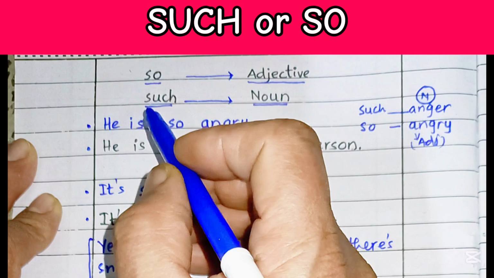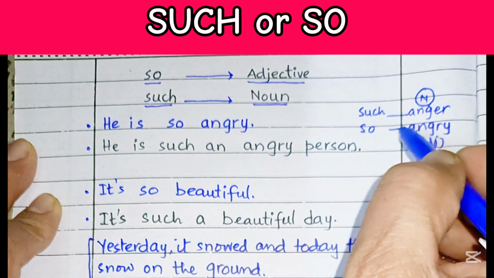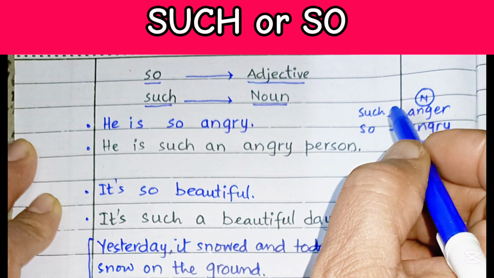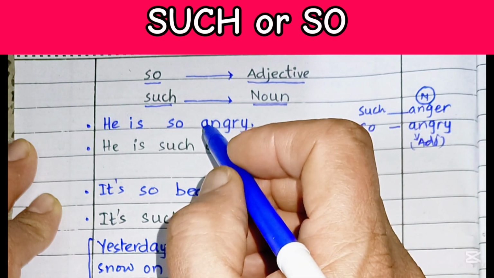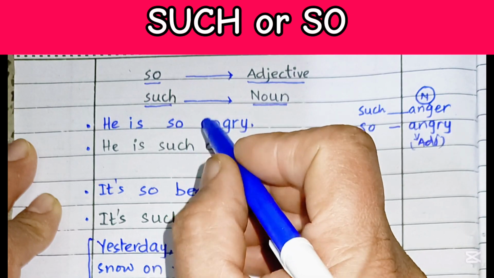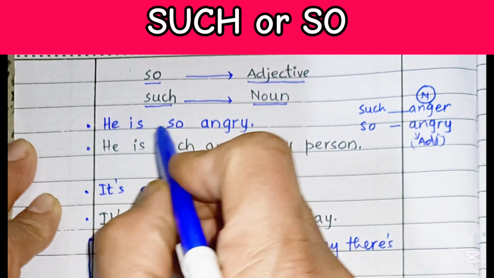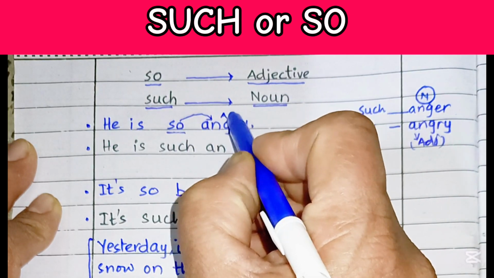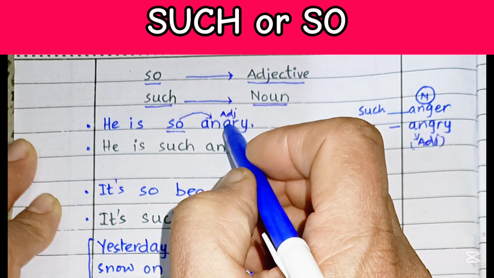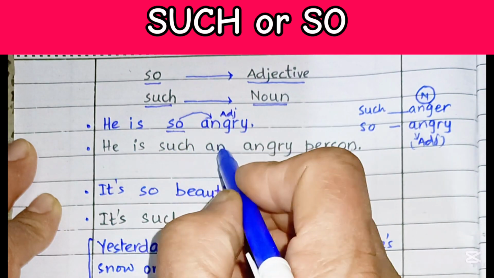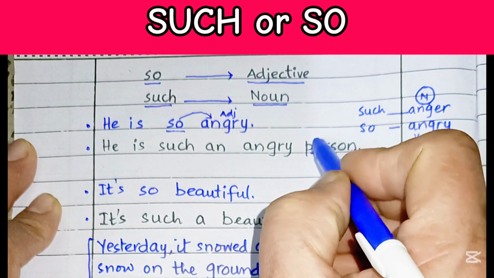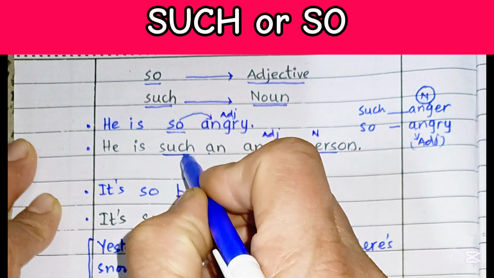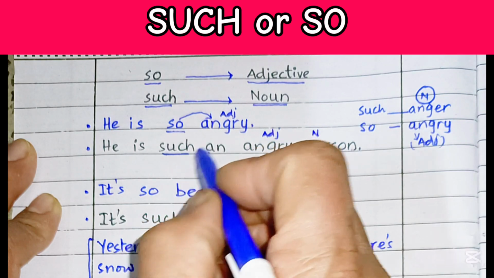As I said, so is used with an adjective like so angry. Such is used with a noun such as anger, or you could use angry as an adjective after such. For example, he is so angry. So is used before an adjective. Over here angry is an adjective. He is such an angry person. Person is a noun, and angry is an adjective, and we know such is used before that. Such an angry person.